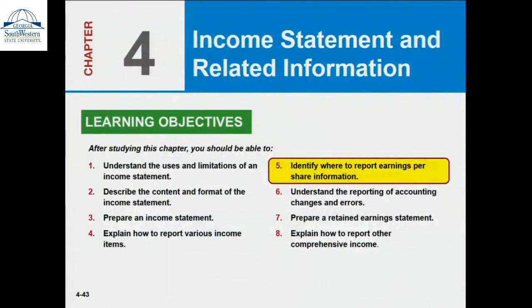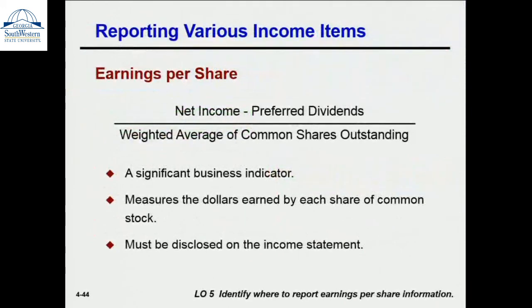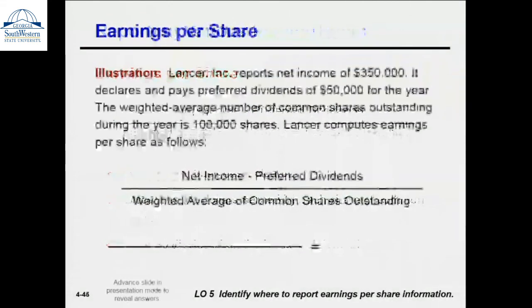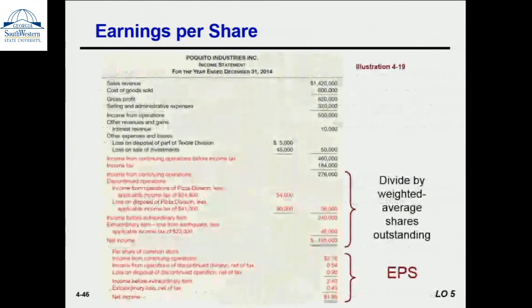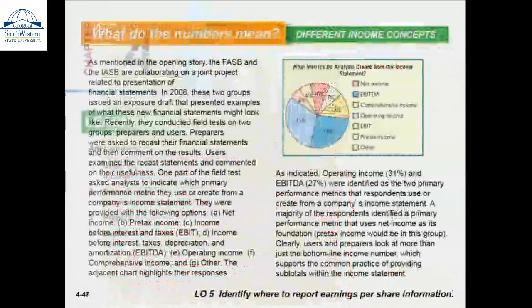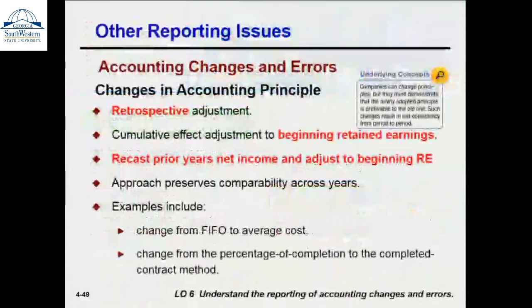All right, so here's our summary that we've looked at before. Earnings per share, we've already talked about in how to calculate it, so I'm not going to go over that again. Just to show that it goes down there on the bottom, and we've talked about before that you have to allocate it between all of these extraordinary items and discontinued operations.